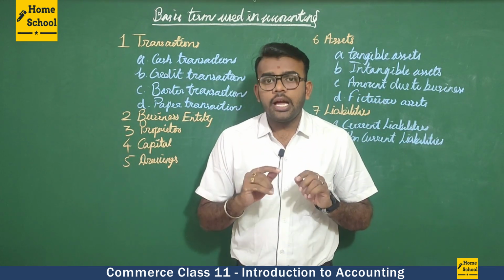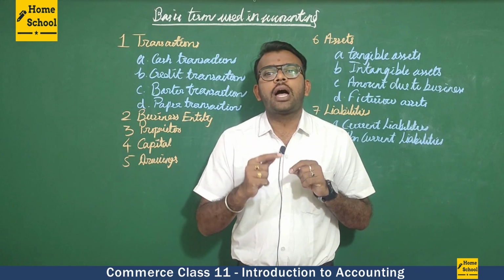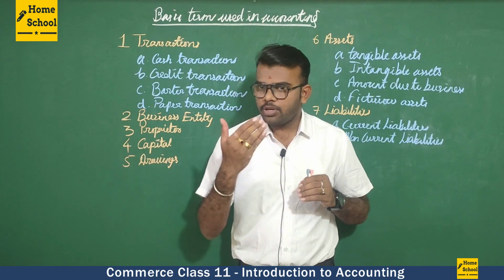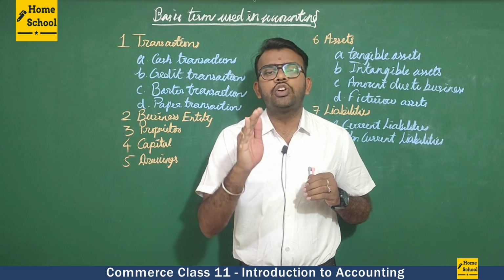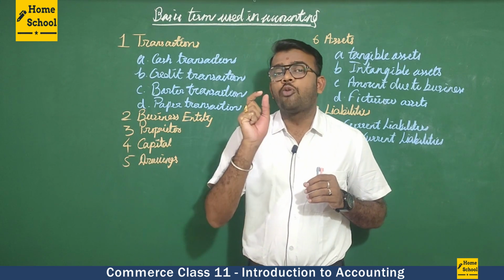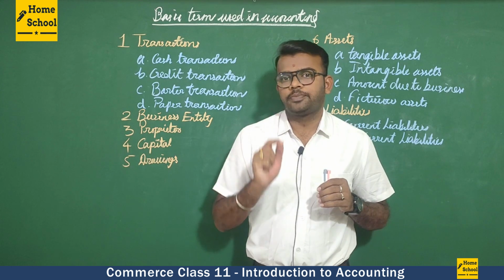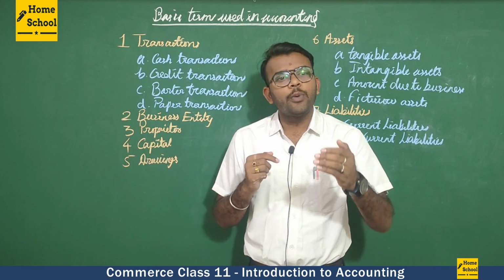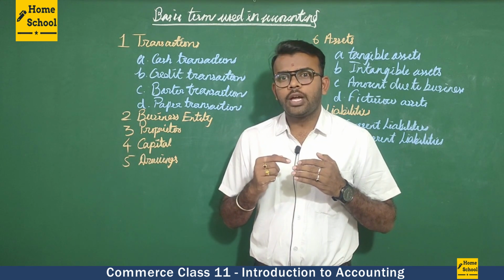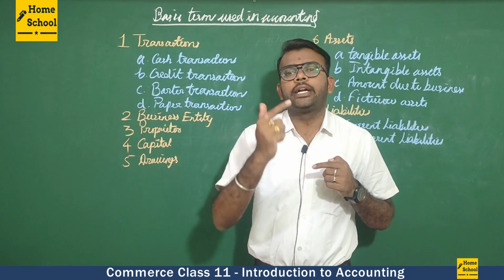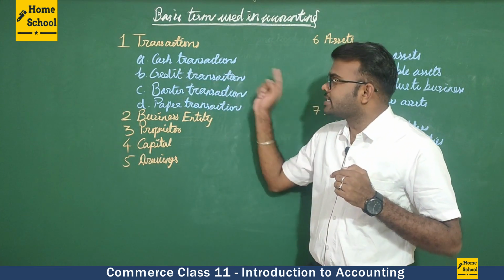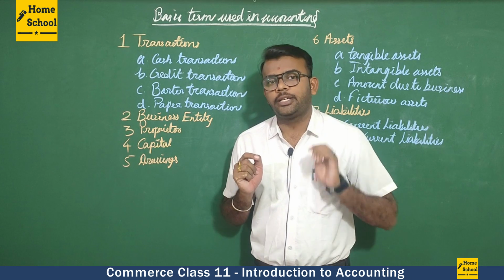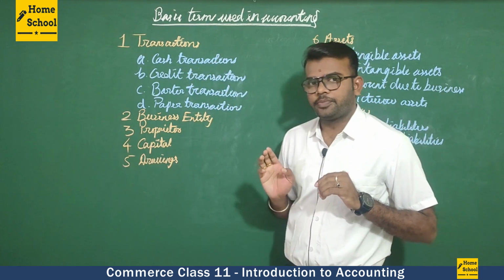Cash transaction means receipt or payment of cash happens immediately. Continuing with the same example, I am a customer in your shop. I will buy 10 kg of rice in your shop. How much are you charging per kg? 50 rupees. That means I have to pay you 500 rupees. I will buy the rice from you and I will pay the cash to you immediately. That is a cash transaction. Here the receipt or payment of cash is happening immediately. That is what? A cash transaction.